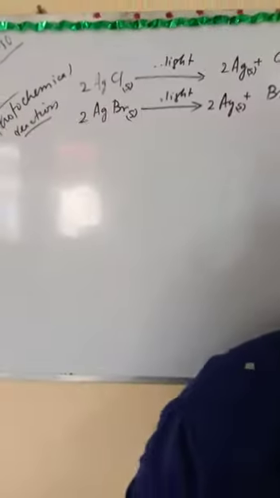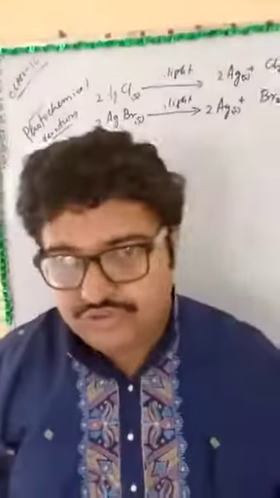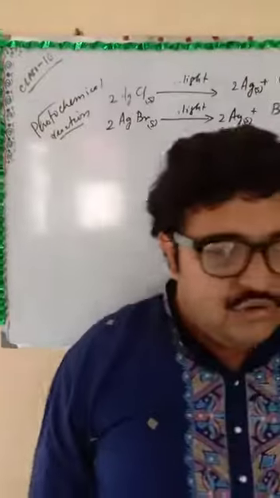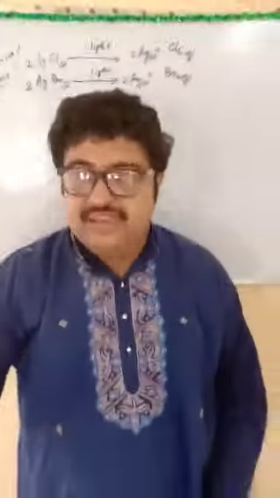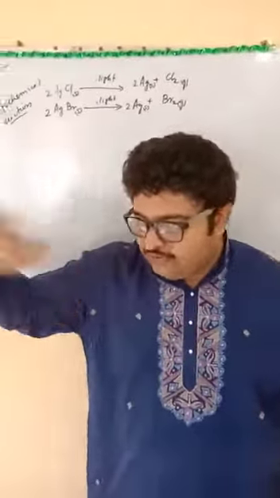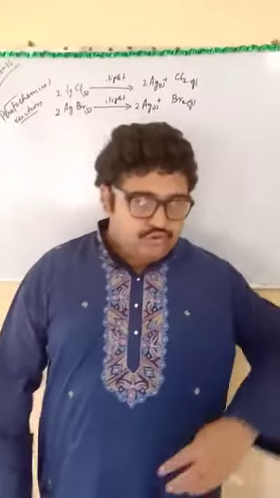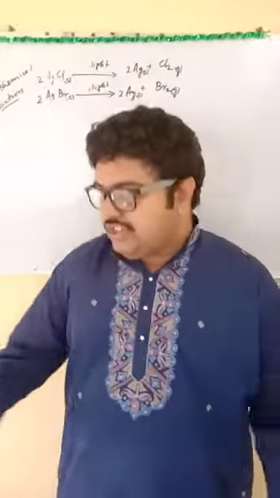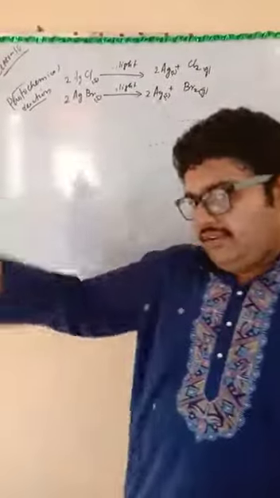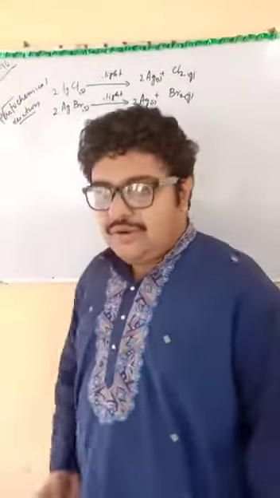Now thermochemical reaction. There are two types of thermochemical reaction. One is endothermic reaction, other is exothermic reaction. What is an endothermic reaction? Endo means inside, exo means outside. Exo is a Latin word and endo is also a Latin word. Now endothermic, heat inside, exothermic, heat outside. So what is endothermic and what is exothermic?